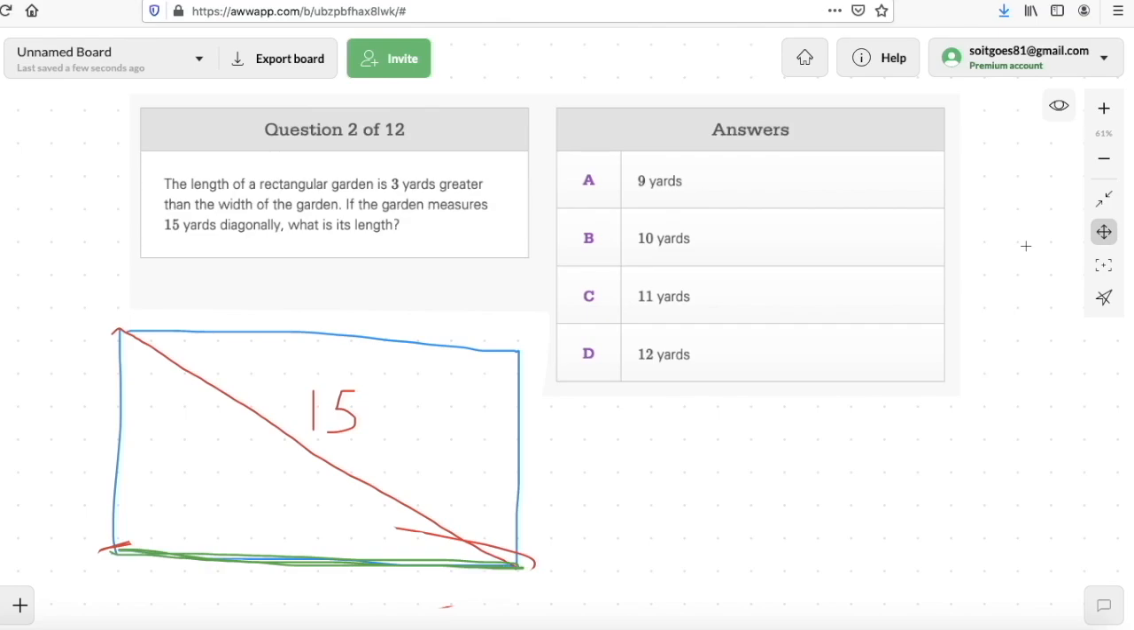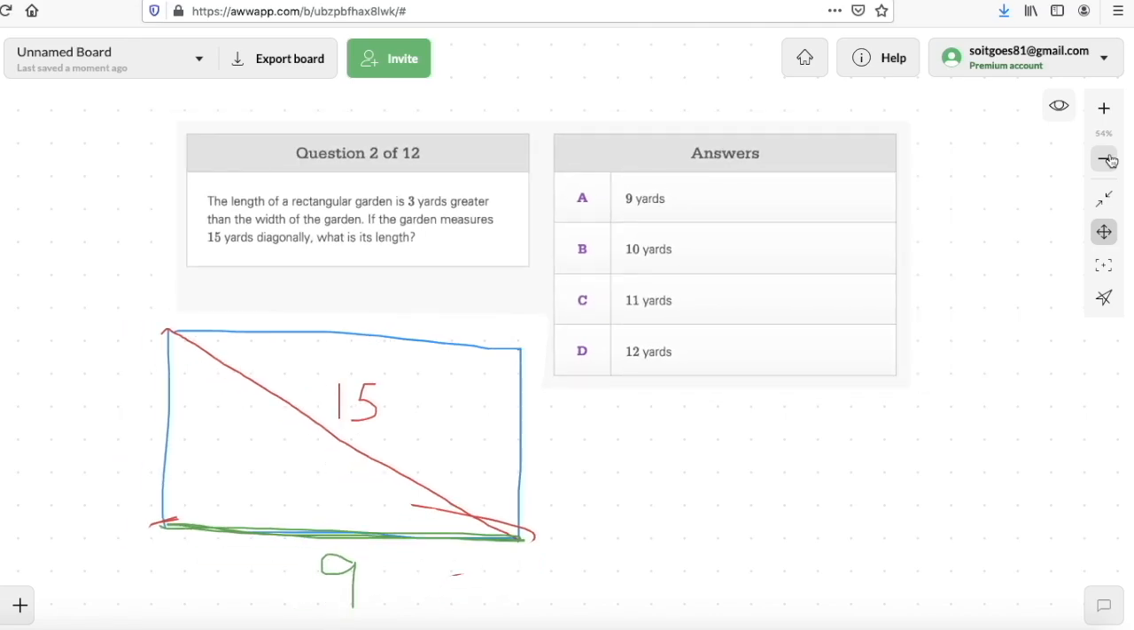So, look at the answer choices. We know the length is either 9 or 10 or 11 or 12. Do you see that? Let's test it and see if it could be 9. Now, this is a right triangle, with a base and a height and a hypotenuse.